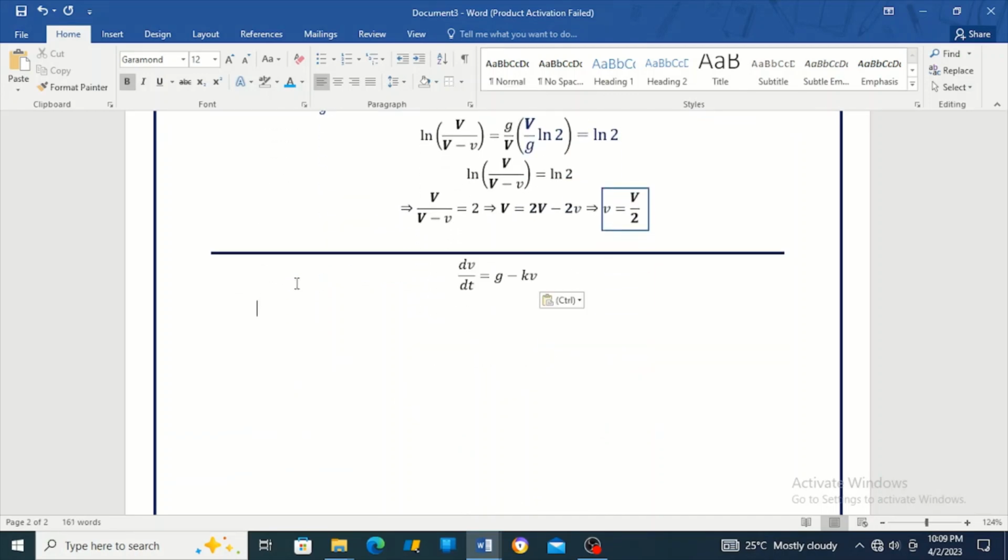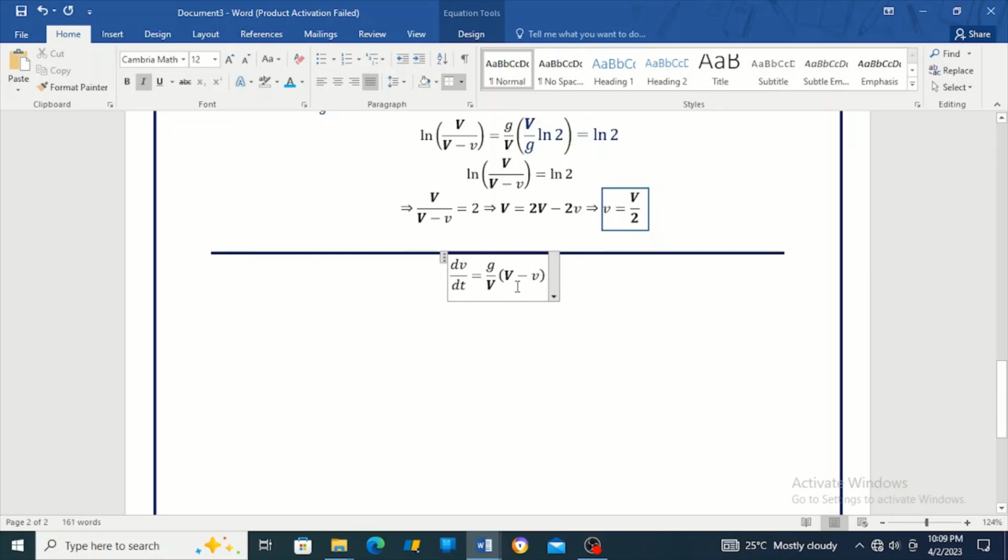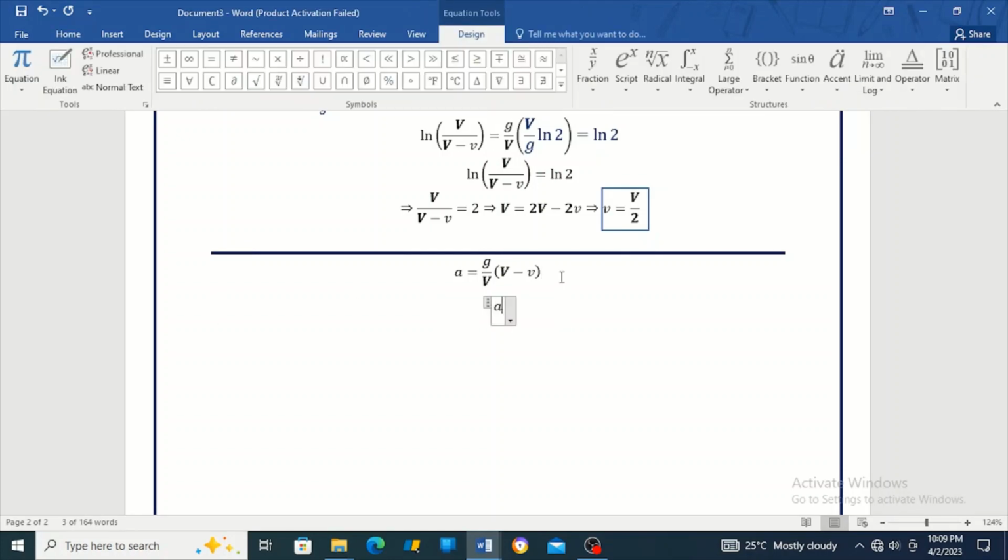Alright, so our dv by dt is equal to this, but we saw that it was actually g on capital V into capital V minus small v. That's what we saw. Okay, now since we need distance, remember that dv by dt is just the acceleration, right? So we are going to derive a new relationship between the acceleration and the distance. Okay, so we know that acceleration is simply dv by dt.